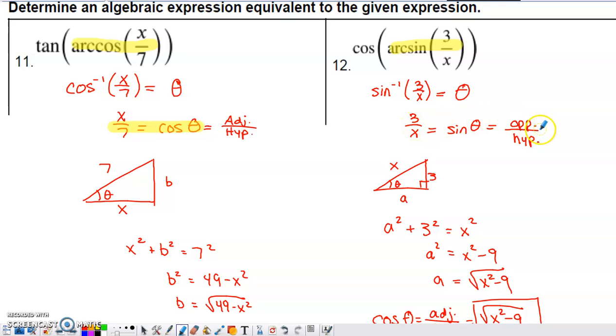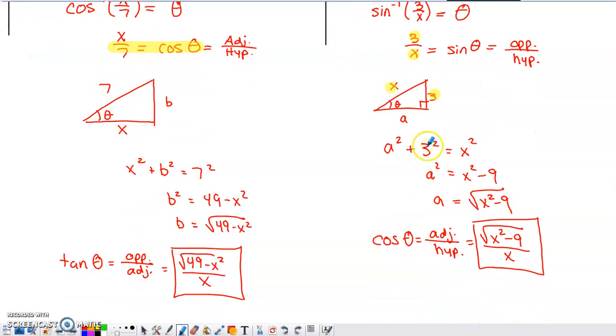From SOHCAHTOA, we know sine is equal to opposite over hypotenuse. So if I draw a triangle and put theta somewhere within that right triangle again, I can recognize that sine is equal to opposite. So opposite the angle theta, I put a 3, divided by the hypotenuse. So on the hypotenuse of the right triangle, I put an x. Once again, we know two of the three sides. We can use the Pythagorean Theorem to get the third side. So a squared plus b squared has to equal c squared. So a squared plus 3 squared has to equal x squared. What does a equal? We'll subtract 9 from x squared and take a square root, and a has to equal the square root that's written here.